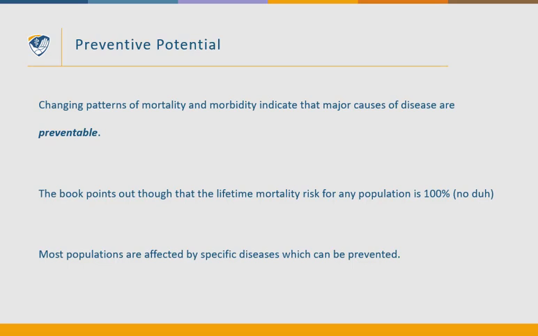So changing patterns of mortality and morbidity indicate that major causes of disease are preventable. Now, your textbook points out that the lifetime mortality risk for any population is 100%. Kind of a no-duh statement there. Most populations are affected by specific diseases which can be prevented. So, the goal is to identify things that cause disease, to try to reduce the risk of developing that disease, and to hopefully have as healthy a life as possible.